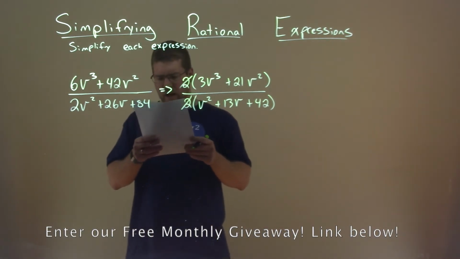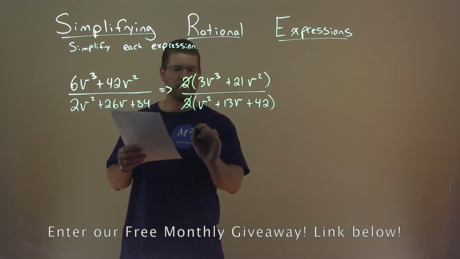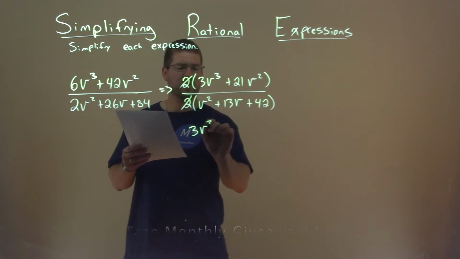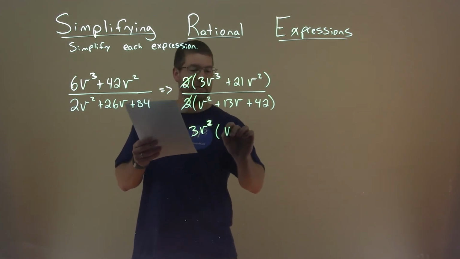All right, so now the numerator, I can pull out, well, I see a 3v squared in both parts. So if I pull out a 3v squared, I'm left with, well, just a v plus 7.